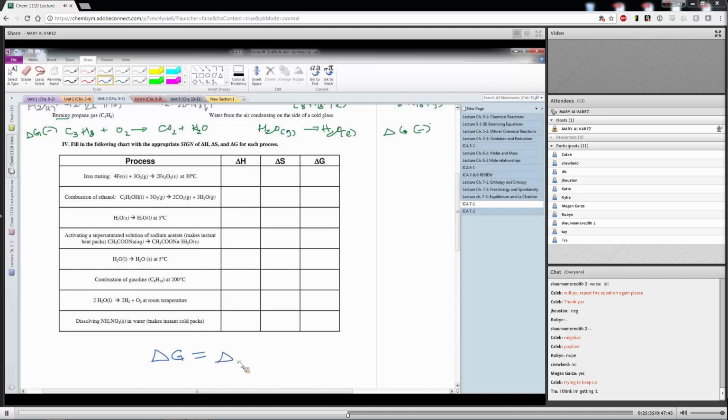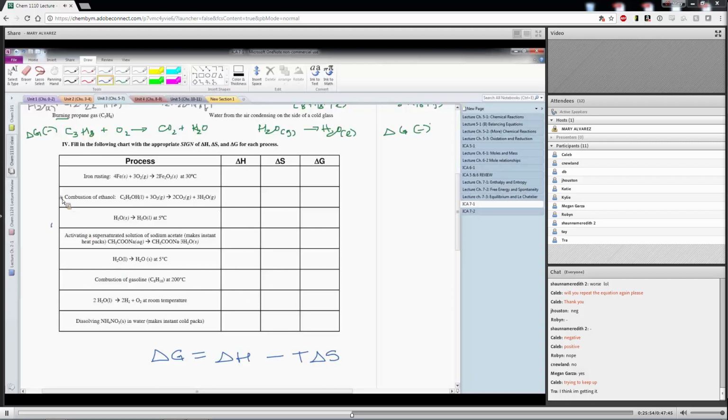Okay, so delta G is delta H minus the temperature in Kelvin times delta S. And again, we're not going to be plugging in any numbers. I'm not going to be doing math. That's just a logic puzzle. Okay. Some of these you can look at the reaction. You can assign all the values. Let's try this one right here.